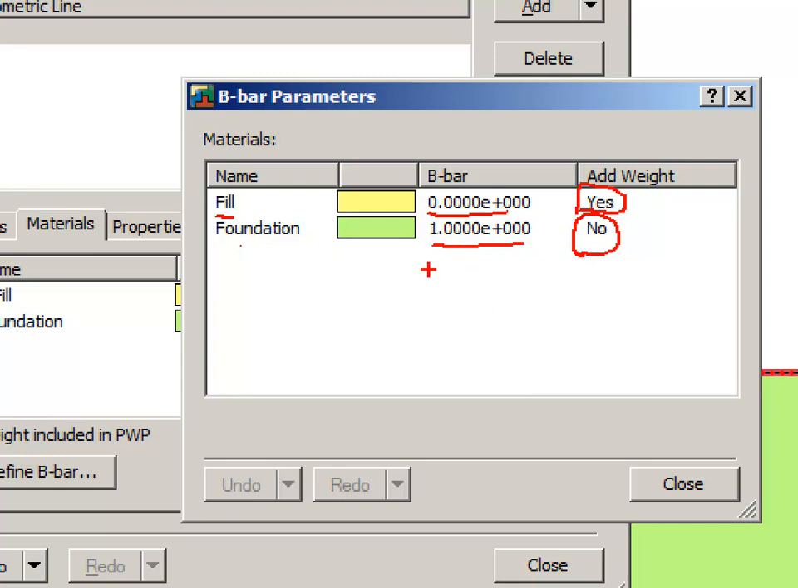So repeating then, the foundation has the B bar of 1, but the self-weight of the foundation clay does not add to excess pore pressure. The fill has no excess pore pressure, but the weight of the fill adds to the excess pore pressure in the clay.